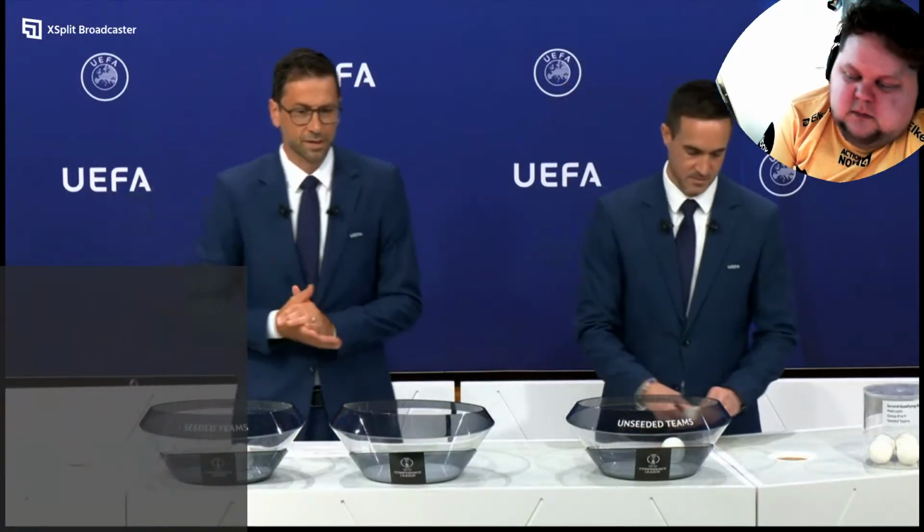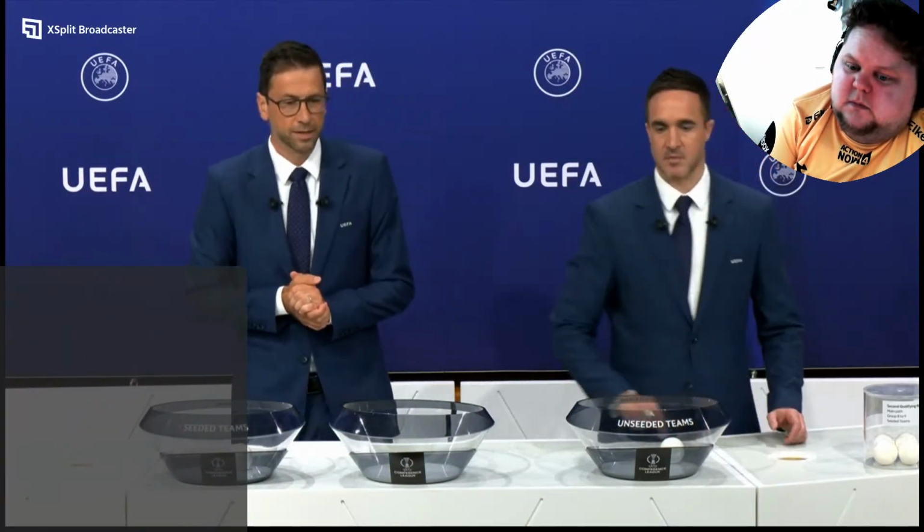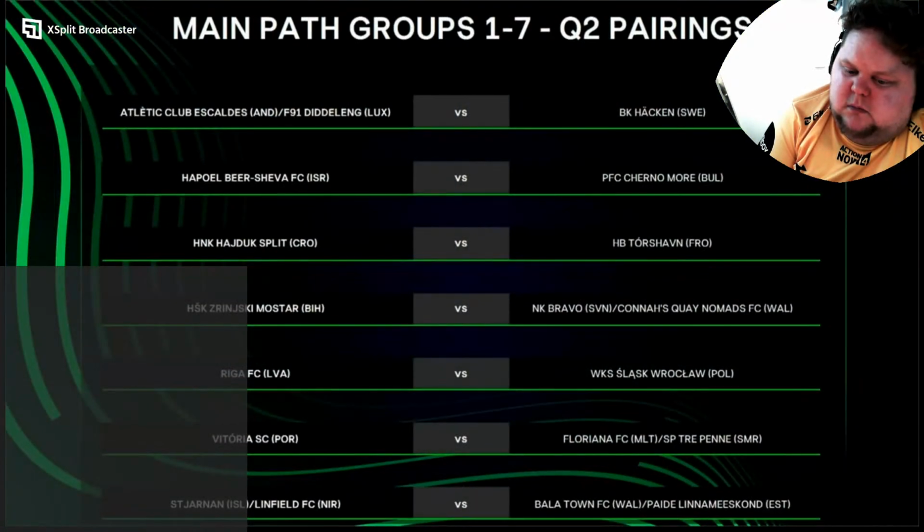Which brings us the following matches. Athletic Club des Skaldes from Andorra or F91 Didelange from Luxembourg will play against BK Häcken from Sweden. Hapoel Beersheva FC from Israel will play PFC Chernomore from Bulgaria. HNK Hajduk Split from Croatia will play against HB Torshavn from Faroe Island.